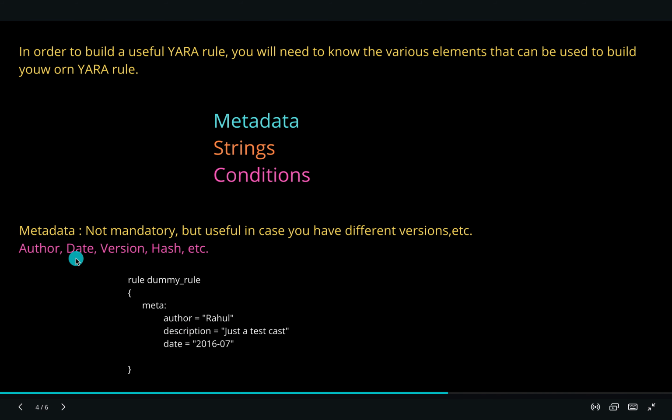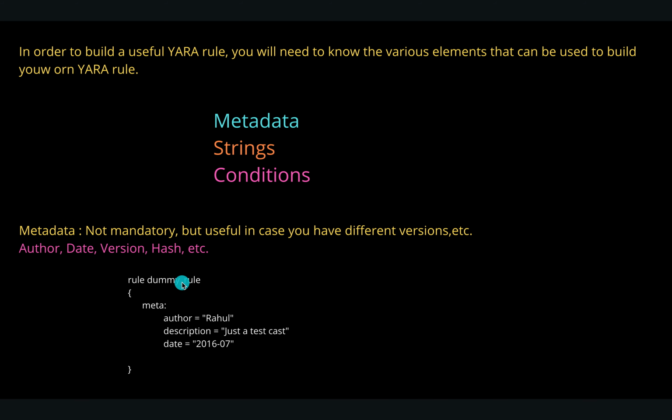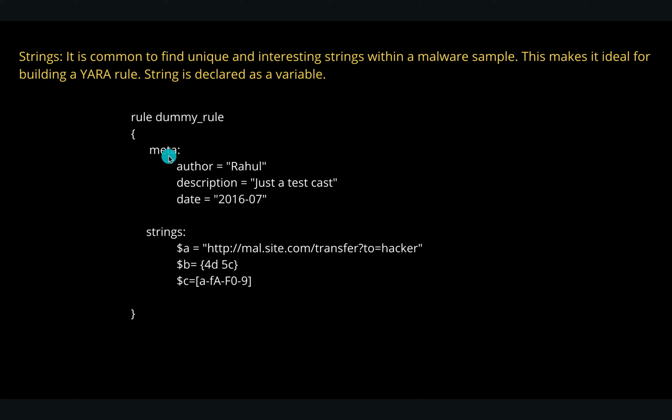For example, authors, date, version, hashes, and all sorts of things. So here comes the next part, which is called strings. It is common to find unique and interesting strings in the malware sample, which makes it ideal for building a Yara rule.